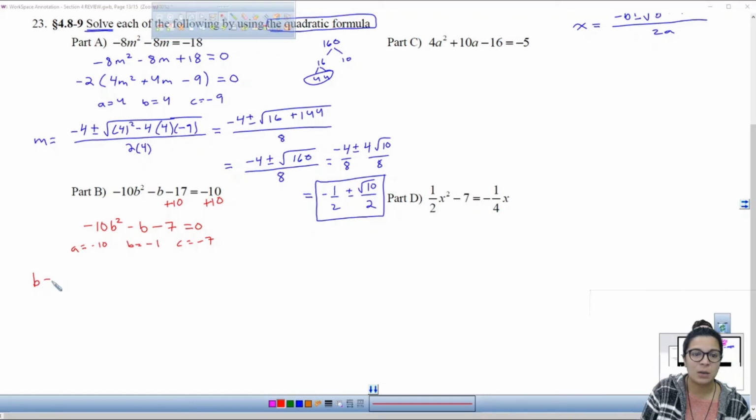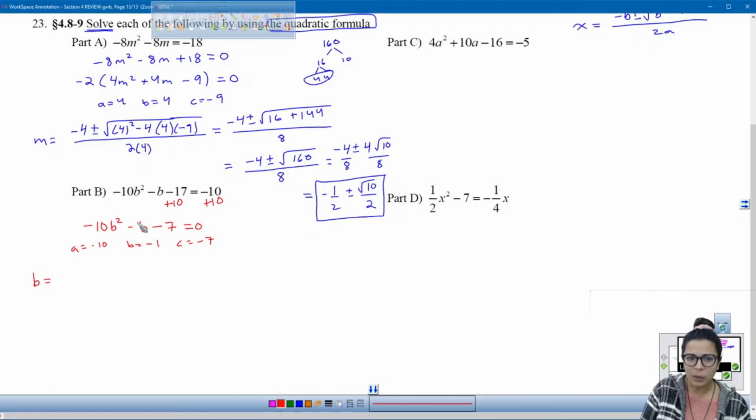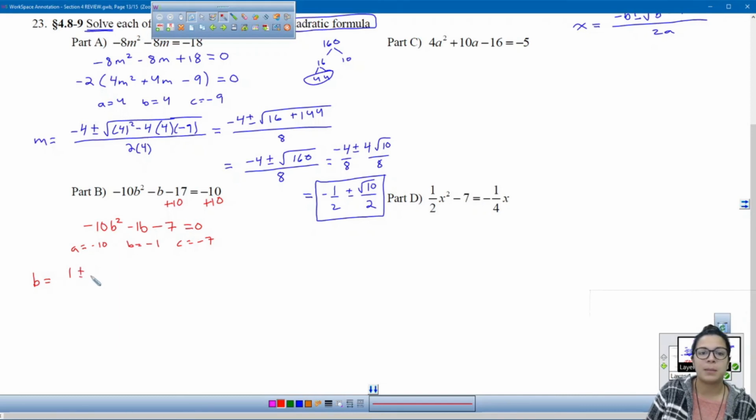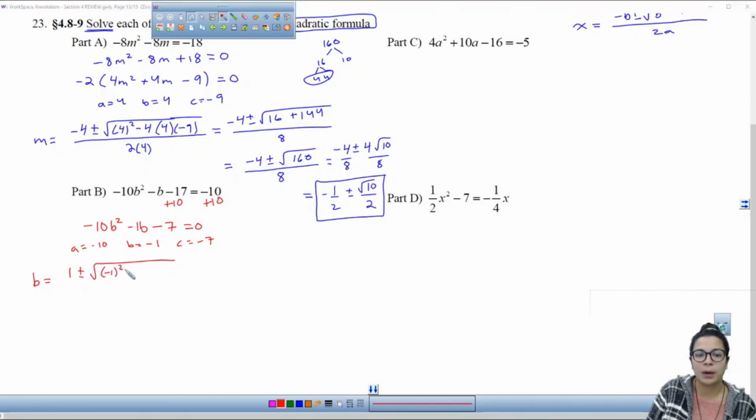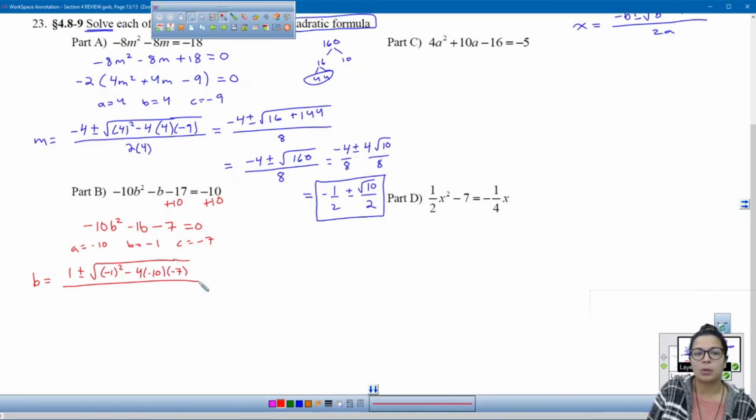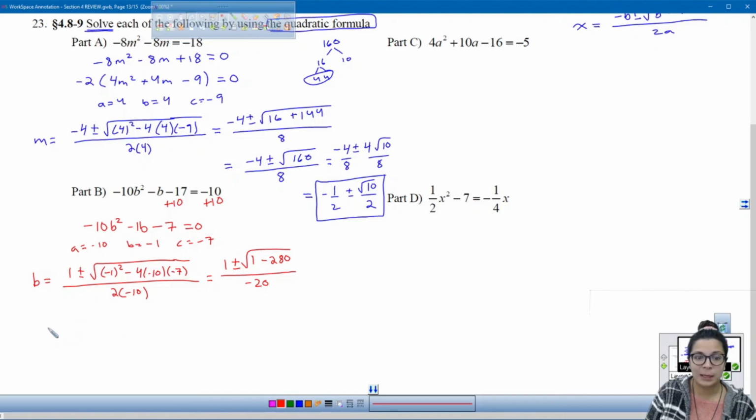So we can write b equals, and then the coefficient of the linear term, negative 1, would actually be positive 1, plus or minus the square root of negative 1 squared minus 4 times negative 10 times negative 7, all over 2 times negative 10. In the denominator, we would get negative 20. The number negative 1 squared is just 1, and then negative 4 times negative 10 times negative 7 is negative 280. 1 minus 280 is negative 279.